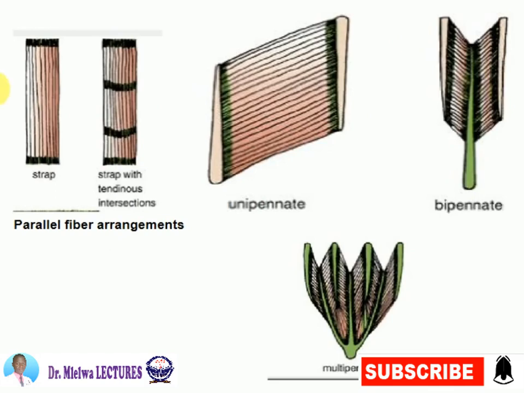So for example, here we have the parallel fiber arrangement, which are straps, and here they are strapped with tendinous intersections, as in the rectus abdominis muscle, but we will discuss it later when we discuss the abdomen, and in the next slides we shall see the rectus abdominis. Also, for example, this is the unipennate muscle, which has obliquely lying fibers. You may find a tendon on one side, and on the other side maybe a bone where the muscle goes to join with the tendon, and it is inserted there. And also we have the bipennate. As you can see in the bipennate, we have obliquely arranged fibers.